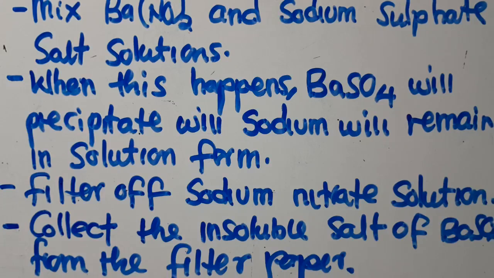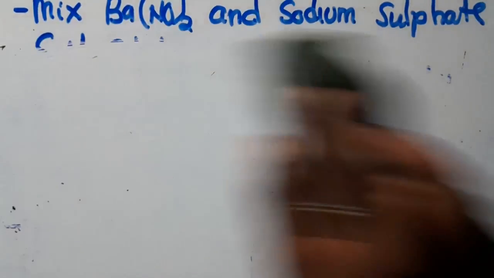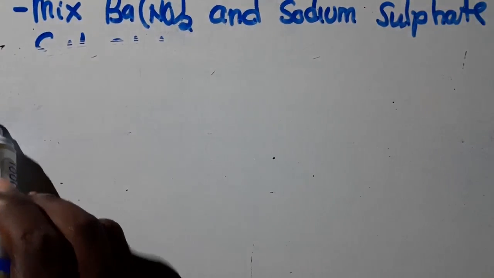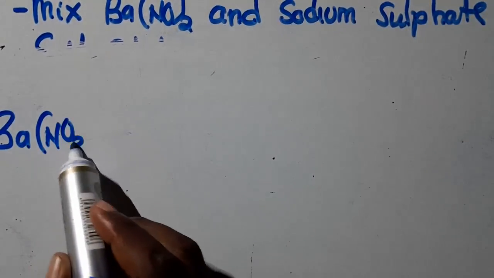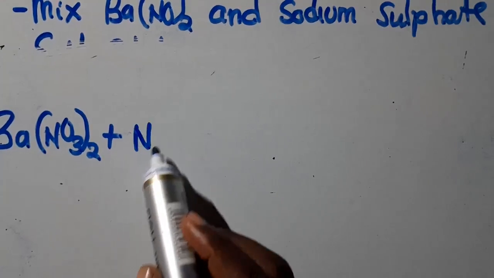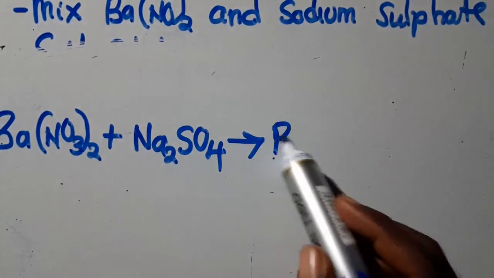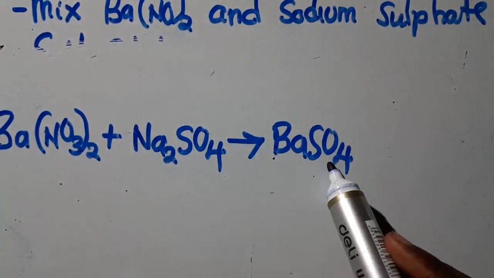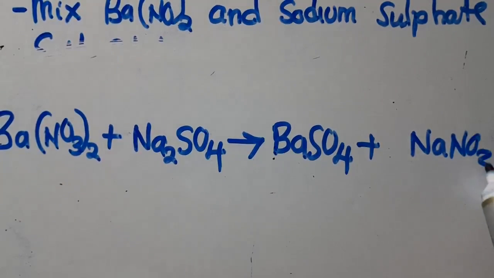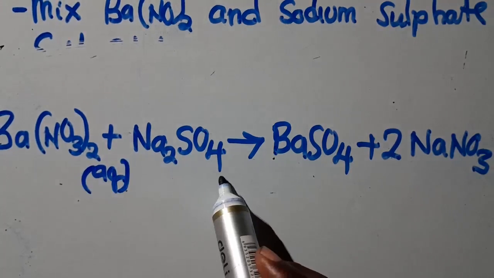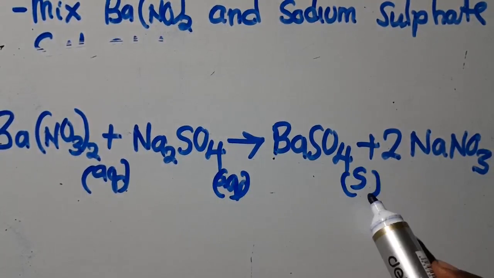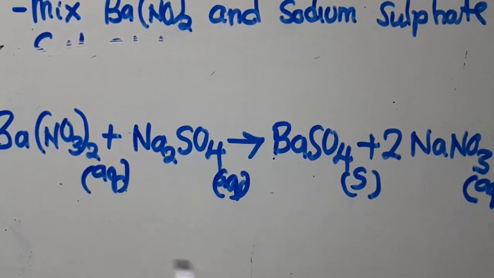If you were told now to write an equation, how can you write an equation of barium sulfate being formed as an insoluble salt? This is an equation where you say barium nitrate, Ba(NO3)2, plus sodium sulfate. I believe no one has a problem with chemical formulas. So what is formed is barium sulfate plus sodium nitrate. There is a 2 there, so you need to put a 2 there. You know that this one is in aqueous state. This is also in aqueous state, but this one is in solid. This one is in aqueous state. So this is the chemical equation that you are supposed to write.